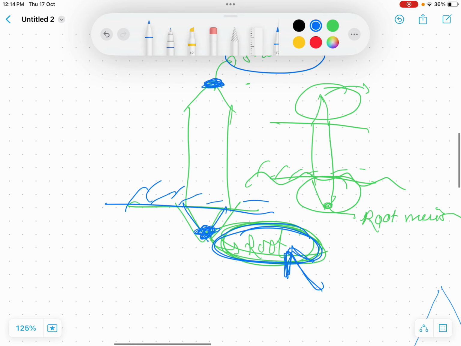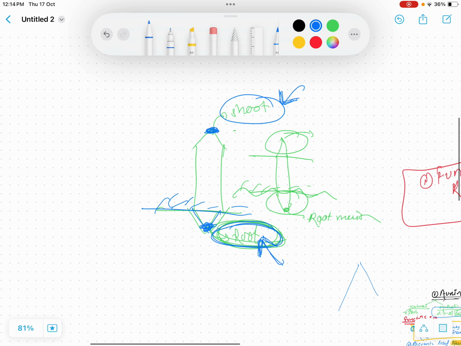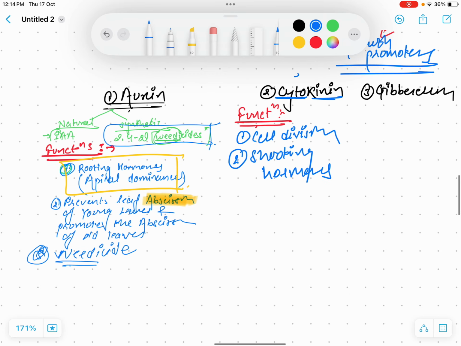So auxin promotes root growth, and cytokinin promotes shoot growth. Okay, so this is a very important point of cytokinin.